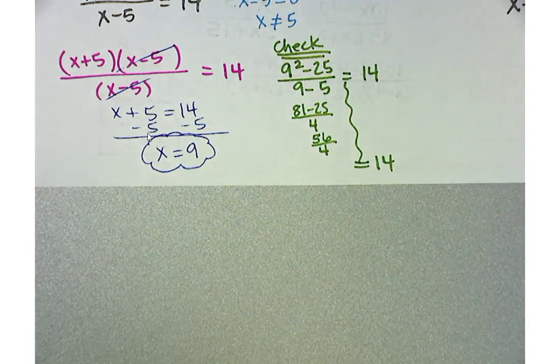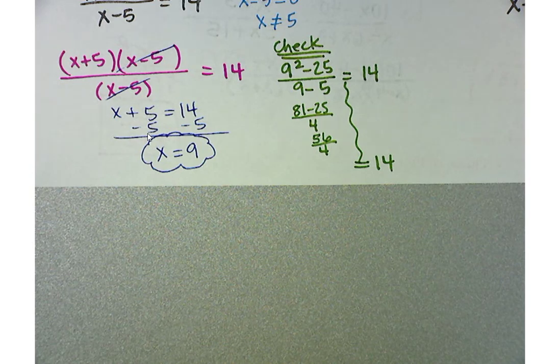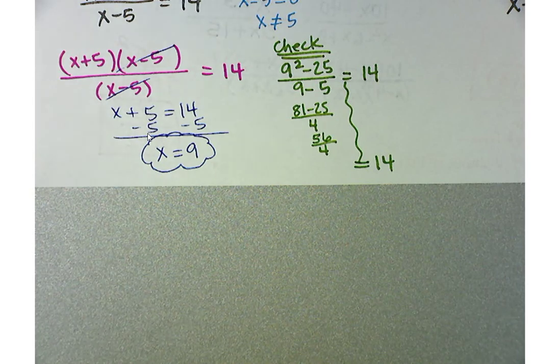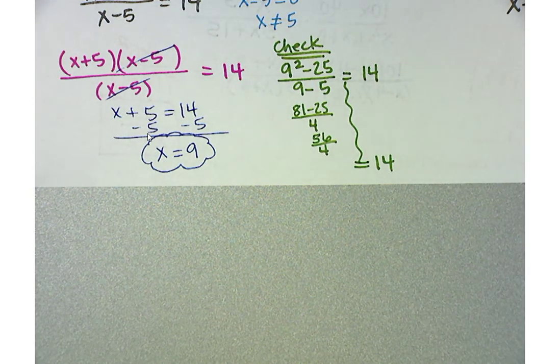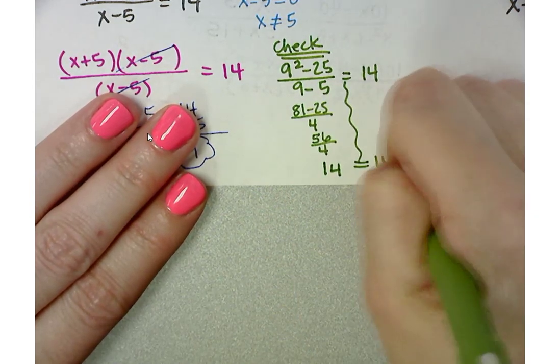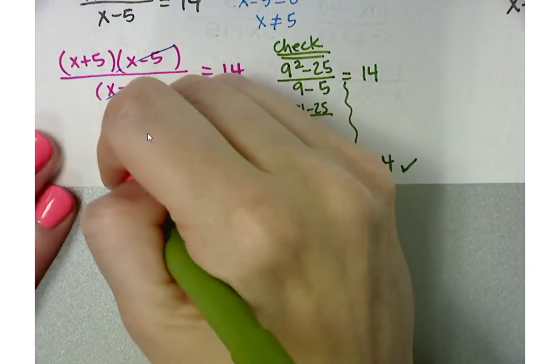Okay, so then for B, again, the first thing I do is think about what my extraneous solution would be, okay? What can x not be? X can't be 2. Because if it was, 2 minus 2 would be 0, and that would be undefined. Okay, so now I'm going to factor.